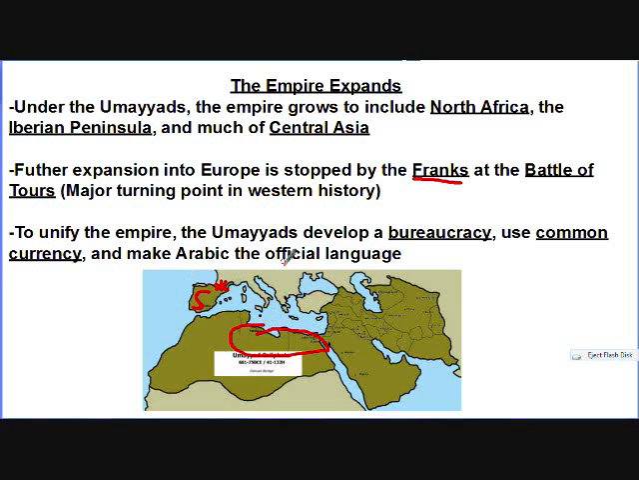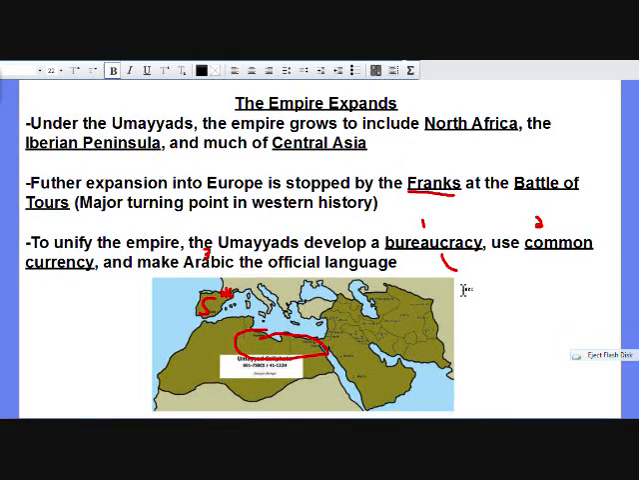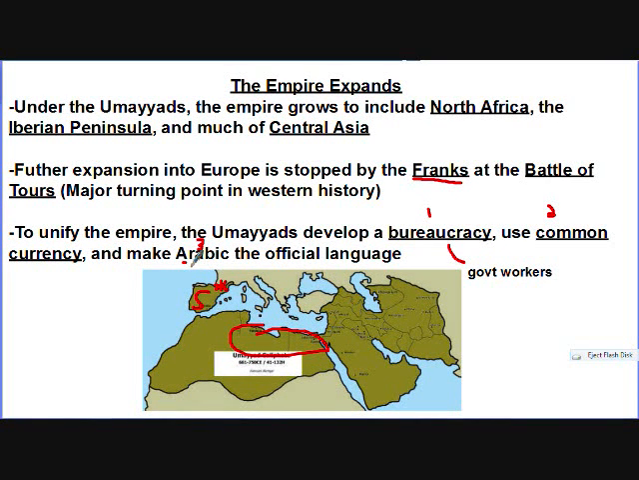And then to unify the empire, the Umayyads developed a bureaucracy, a common currency, and Arabic as a language. This is all stuff we've seen before, folks. Bureaucracy basically just means government workers. So if you're a government worker, it's efficient. They have a streamlined system. They use their own currency for money. And then Arabic is key to spread ideas.